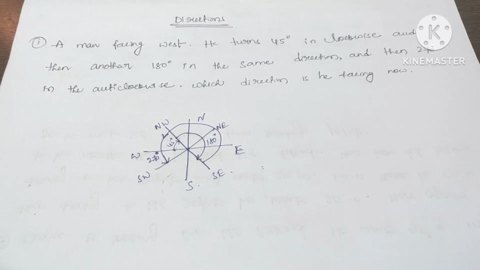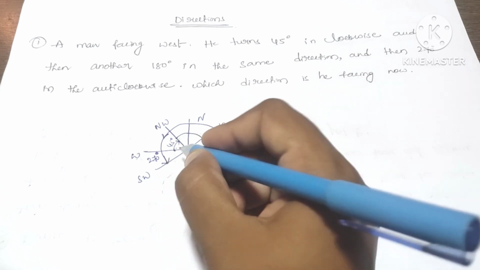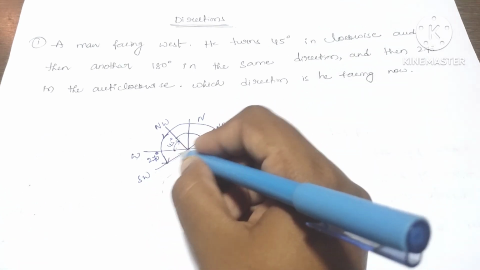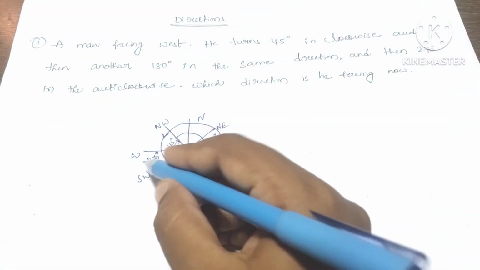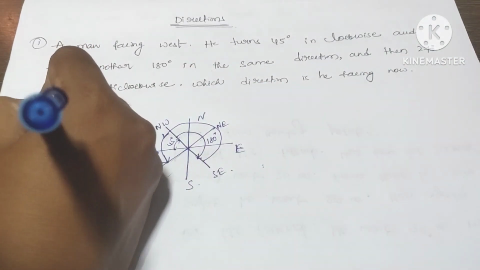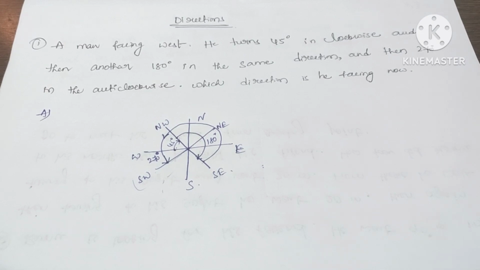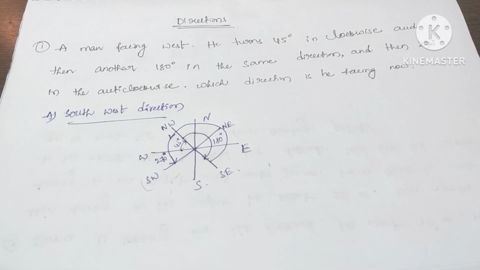Now, which direction is he facing now? Finally, the man reaches this point. What is this direction? Here, southwest. Clearly we have the southwest here. What is the answer? The man is facing in the southwest direction. So we have to solve this type of questions like this.